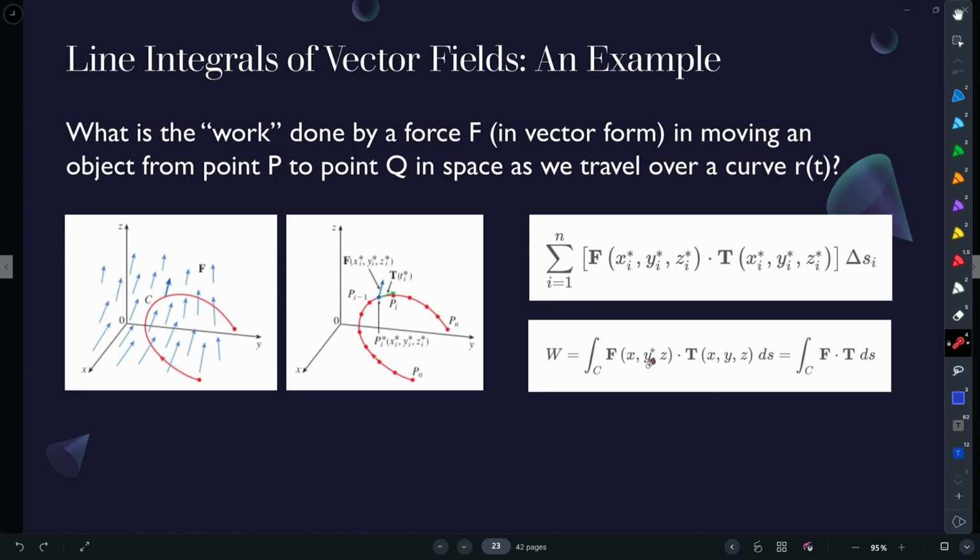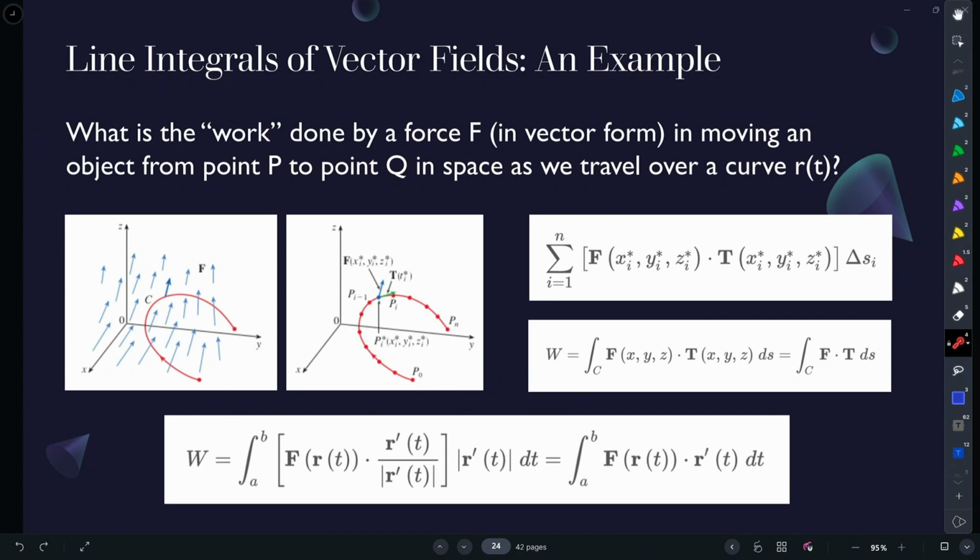The work of a force acting on an object that is moving along some path is the dot product of the force with the unit tangent vector of the path, integrated with respect to arc length. What is that? Well, if r of t is the vector function giving the position of the object, the unit vector is the derivative divided by the length of the derivative. But remember that arc length was the length of the derivative times dt.